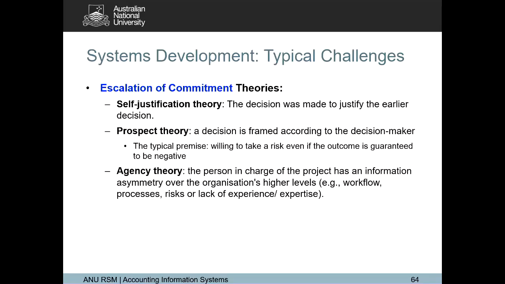Prospect theory: you are unwilling to take the risk. And then agency theory: the person in charge of the project has information asymmetry over the organization's higher level. You are not clear what's out there for you. You are not clear whether this is the right thing to do because you do not have enough information. So collect the right information.